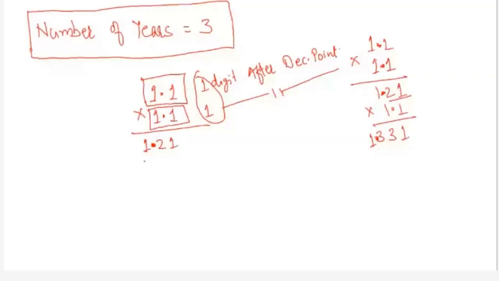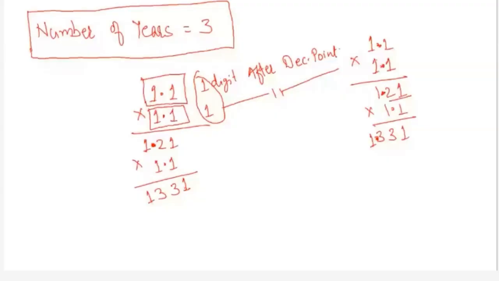Into, let me do another, into 1.1. First, don't look at the decimal point. Look at it as 121 multiplied by 11. 121 multiplied by 11. So 11 ones are 11. Carry 1. 11 twos are 22, 22 and 1, 23. Carry 2. 11 ones are 11 and 2, 13. So your answer is 1331. Clear, Harsh?